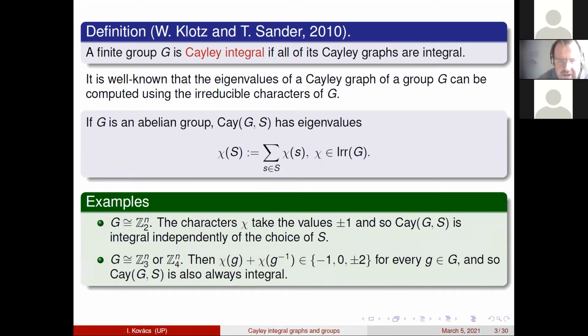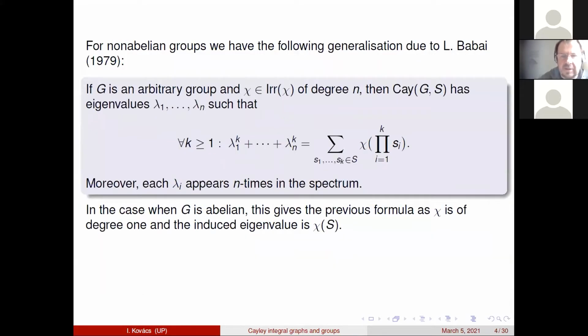Then, if the group is an elementary abelian 3-group or the direct product of a cyclic group of order 4 with itself, the character values are not integers, but the set is closed with respect to inverses. If you evaluate characters on the inverse pairs, you get integers, and these groups are also examples of Cayley integral groups. Let's see non-abelian examples.